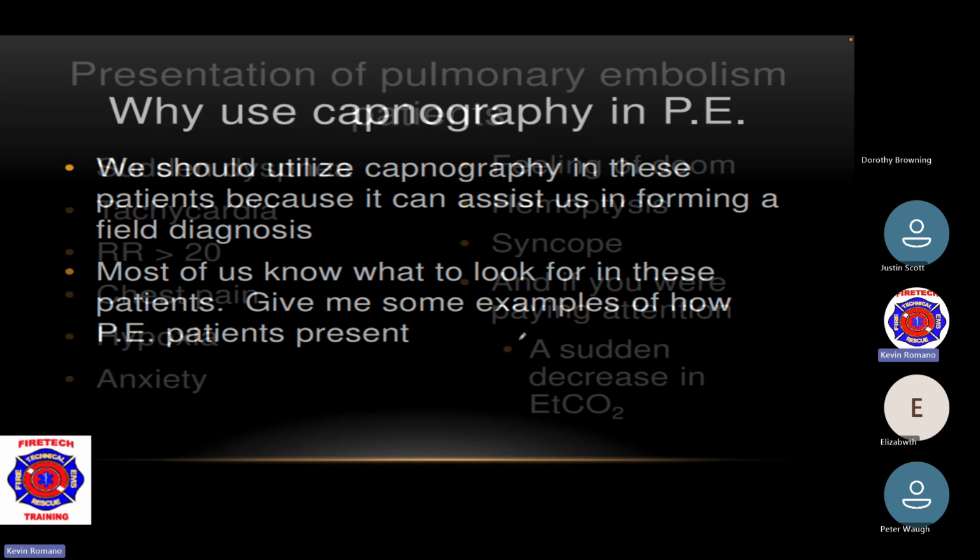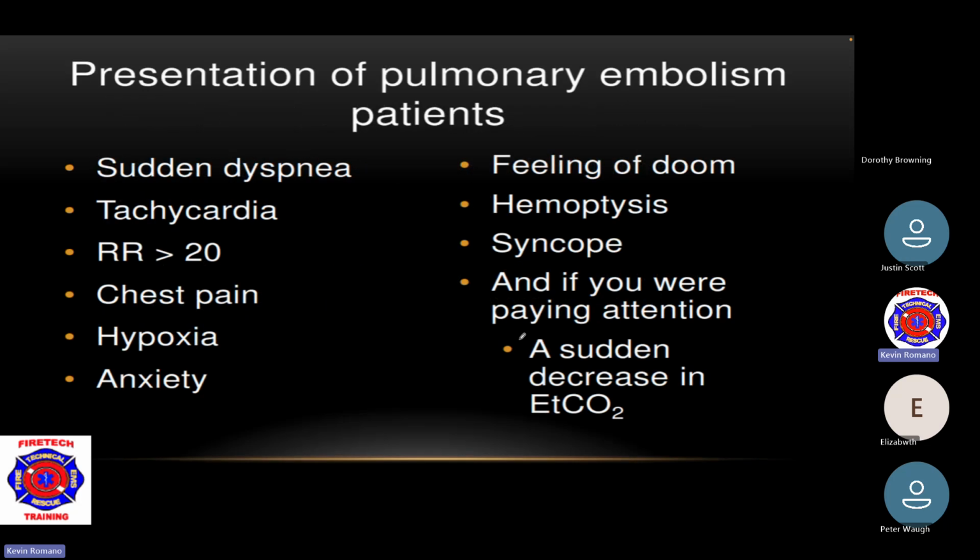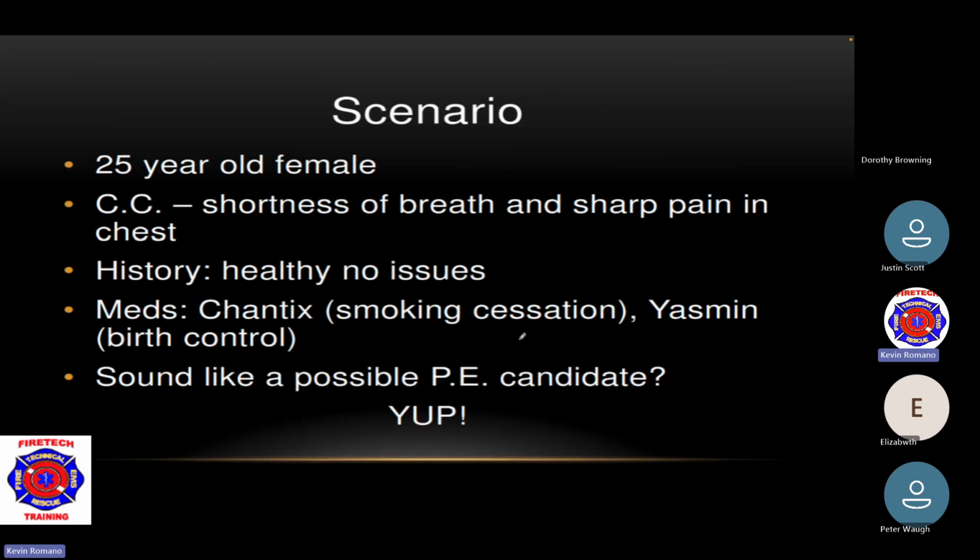So on this next slide here, kind of what we just went over: respiratory rate of greater than 20, chest pain, hypoxia, anxiety, syncope, sudden dyspnea, tachycardia. A lot of these things are all there, right? So if you respond to a call for a 25-year-old female, shortness of breath and sharp pain in the chest, right? She's on Chantix and Yasmin. She is healthy with no other issues. For medical history, does this sound like a PE candidate to you guys?